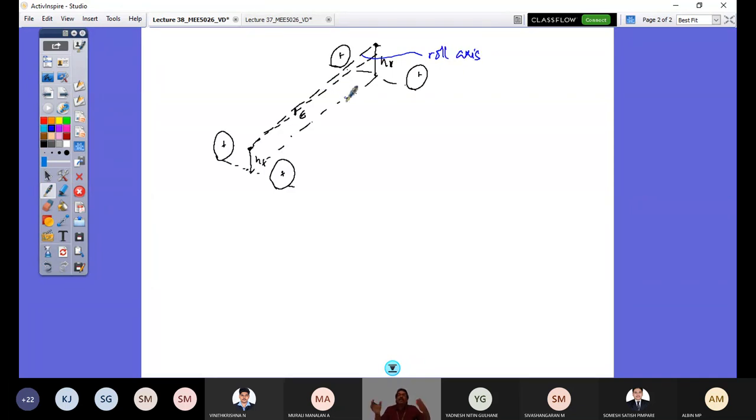So the entire sprung mass which is kept now over these two axles is going to roll with respect to this roll axis. So you see that the location of your CG is at a height of H1, let's consider that as H1, and that would be somewhere here. But as it is to roll, that would go at an angle here.